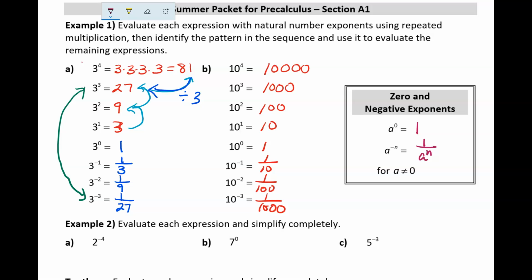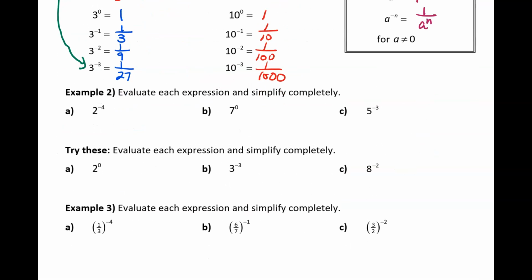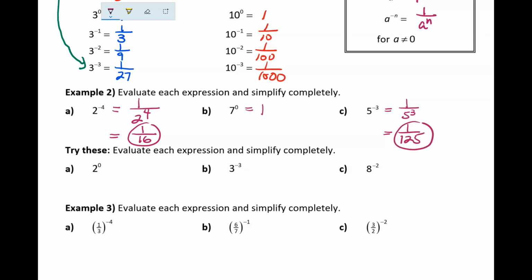All right, so let's work a couple of examples. 2 raised to the negative 4 power is going to be the same as 1 over 2 to the positive 4 power. 2 to the positive 4 power is 2 times 2 times 2 times 2, which is 16. So final answer, 1/16. 7 to the 0 power is 1, because any number raised to the 0 power is 1, provided the number is non-zero. And 5 raised to the negative 3rd power is 1 over 5 cubed, which is 1 over 5 times 5 times 5, is 1/125th.